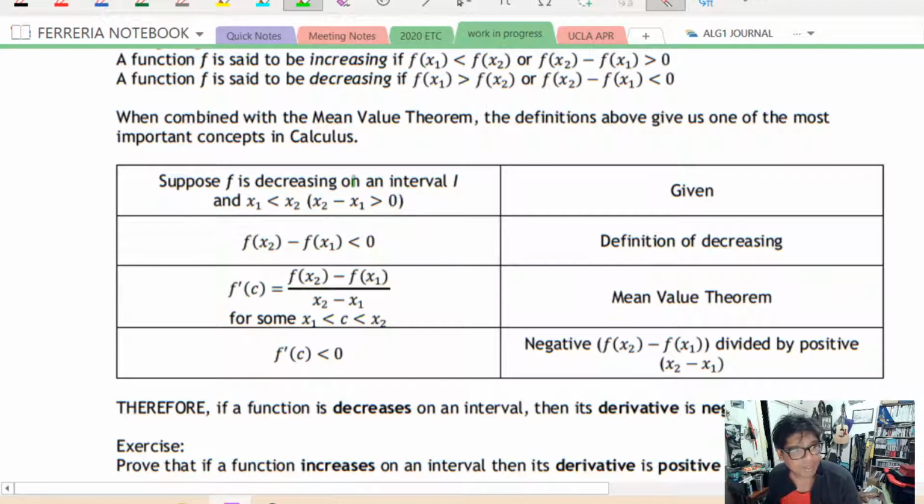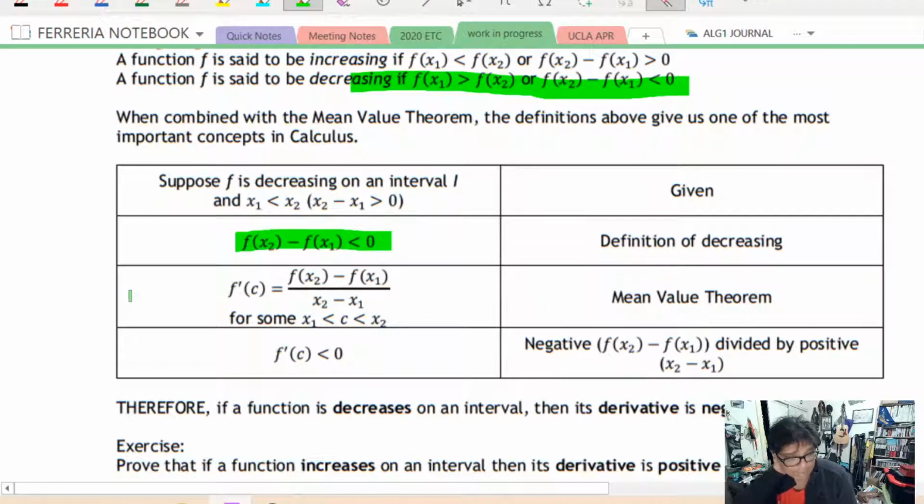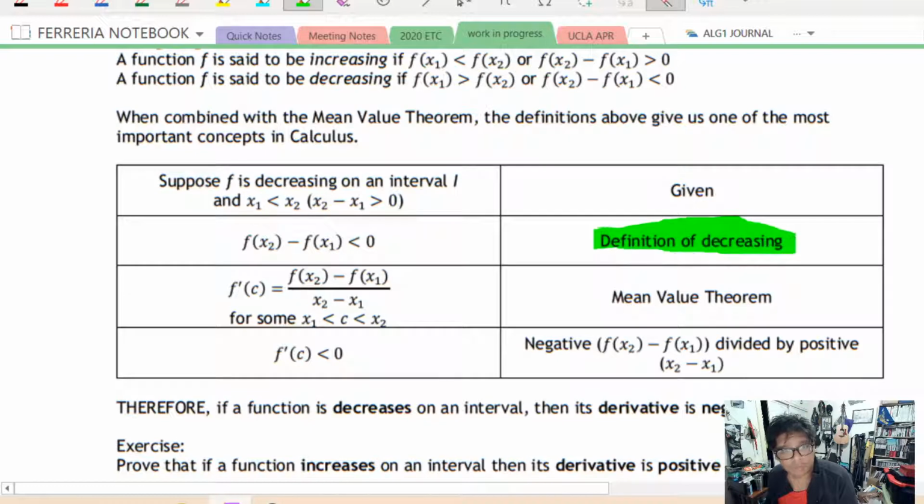Let's see. This is a little bit of a proof here. We're going to start off with the fact that f is decreasing on an interval I. In other words, x1 is less than x2, which is another way of saying x2 minus x1 is greater than 0. Okay, that's true. And if we're saying that f is decreasing, then from up here, we know that this is true. f of x2 minus f of x1 is less than 0. That was the definition of decreasing.